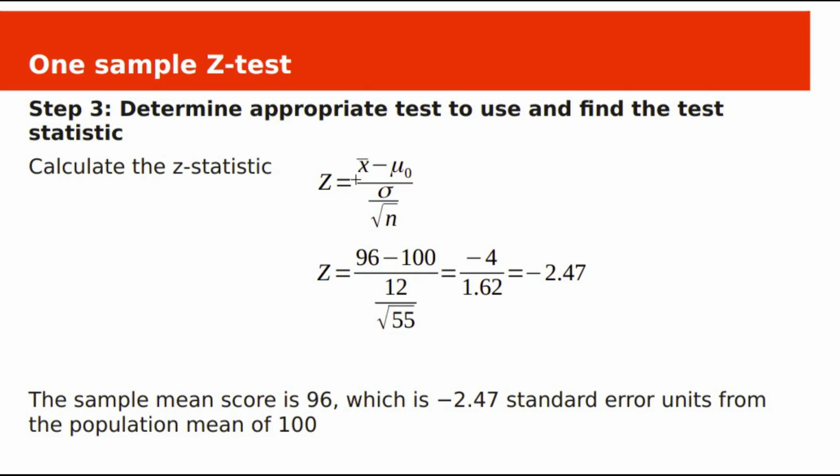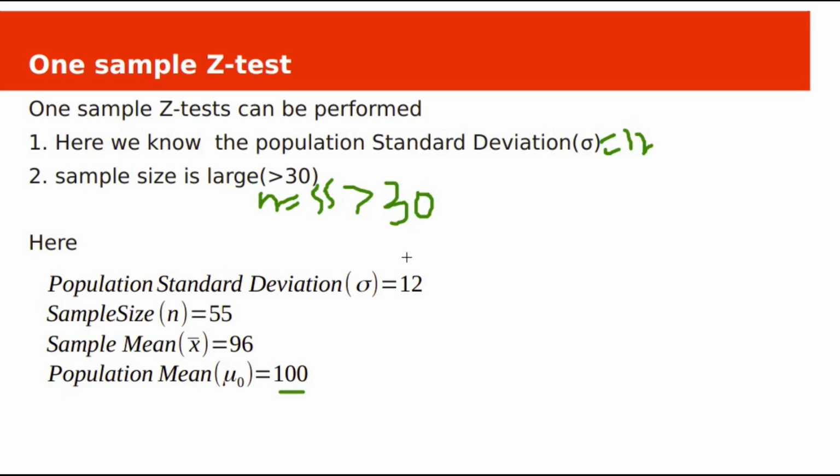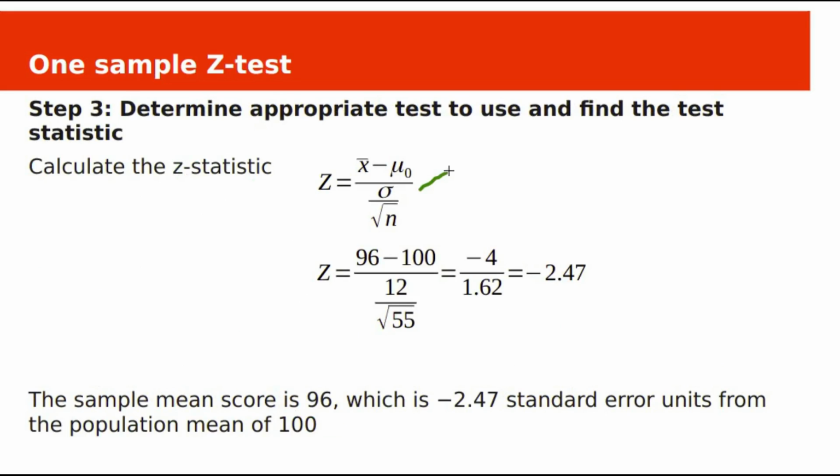The Z statistic formula is x bar minus mu naught, divided by sigma by square root n. Here x bar is 96, mu naught is 100, sigma is 12, n is 55. Substitute all these values in the Z statistic formula: 96 minus 100, divided by the standard error, 12 by square root 55. If you calculate, the result will be minus 2.47. The sample mean score 96 is minus 2.47 standard error units from the population mean of 100.